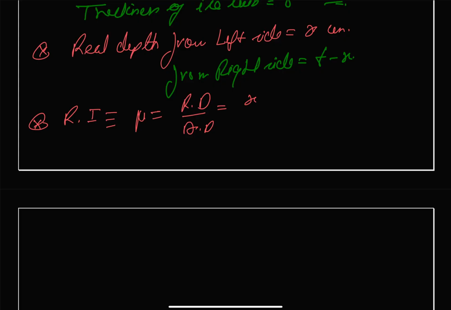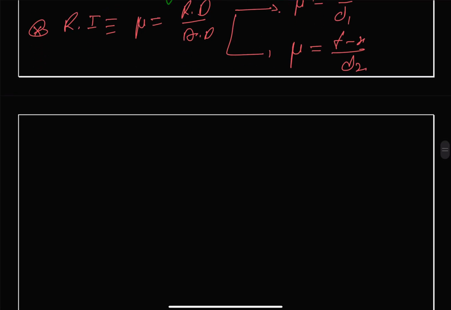Depth is for the first case. So we can say for the first case, this mu will be equal to x upon d1, and for the second case, this mu will be equal to t minus x upon d2, and we can equate these two terms. You can say x upon d1 is equal to t minus x upon d2, and if we substitute, x upon 12 is equal to 24 minus x upon 4. Now this we need to solve for x.